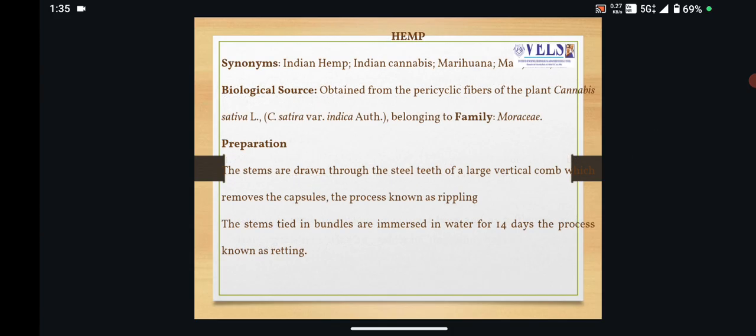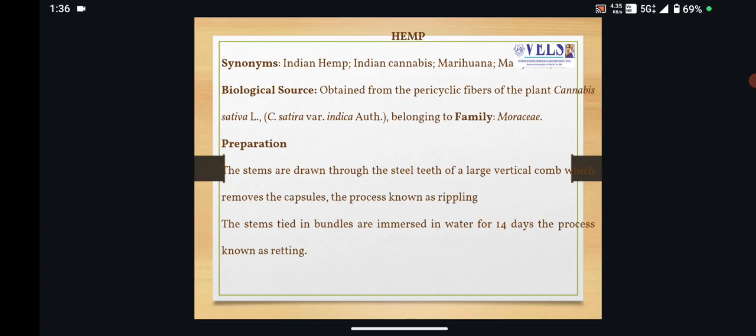Hemp, it is Indian hemp, Indian cannabis. It is obtained from the pericyclic fiber of the plants Cannabis sativa and Cannabis indica, family Moraceae. It is also collected from the plant fiber, a pericyclic fiber, so it is collected from the stem of the plant. The stem is placed in water. Then it can be stripped with the help of a teeth-like structure, and the capsules are removed. This is known as the rippling process.